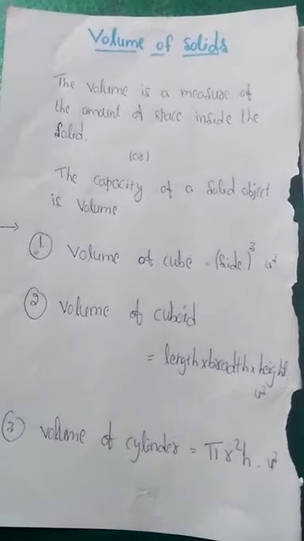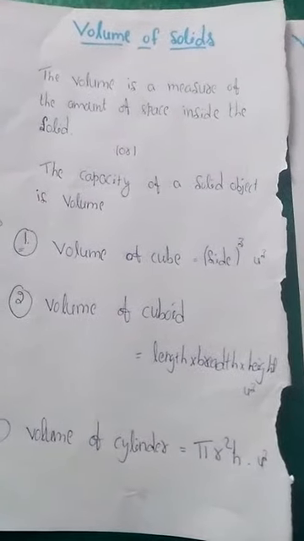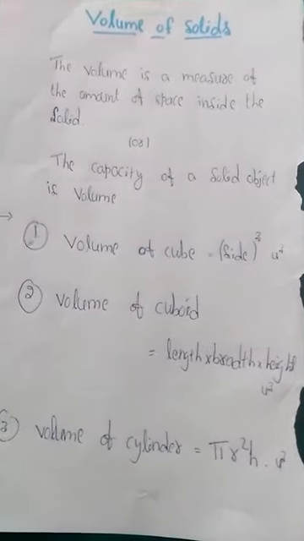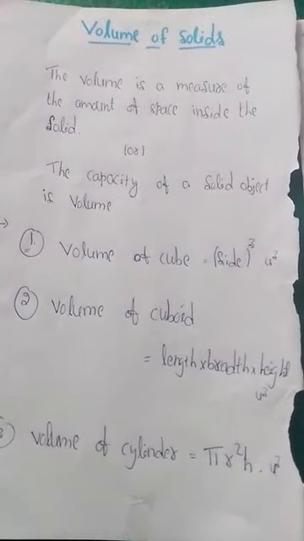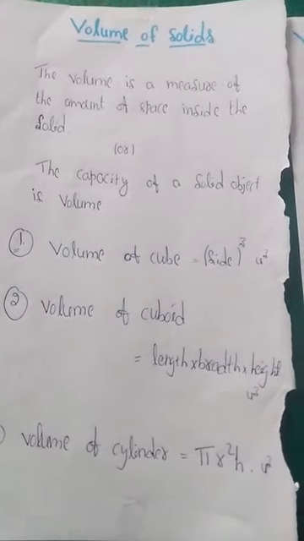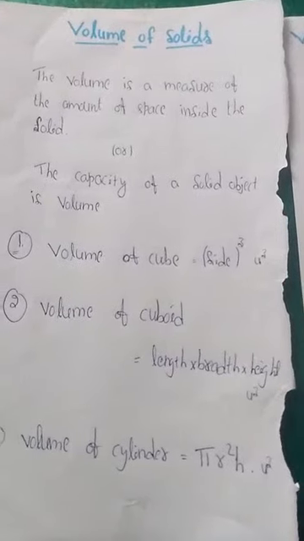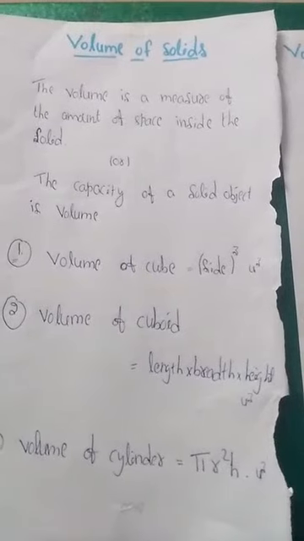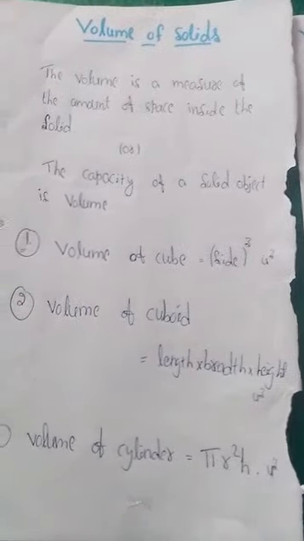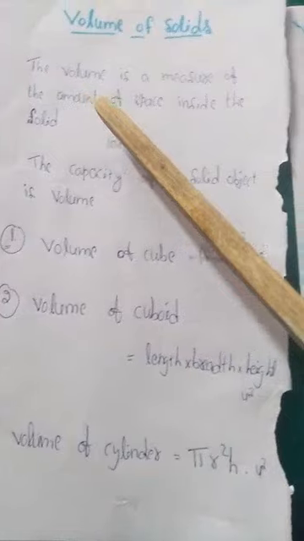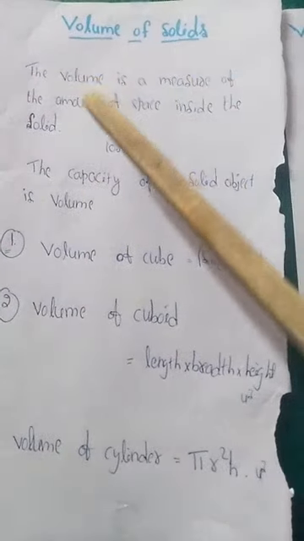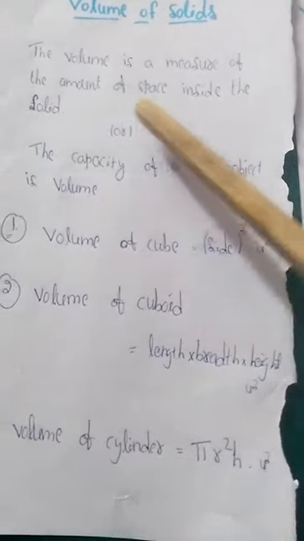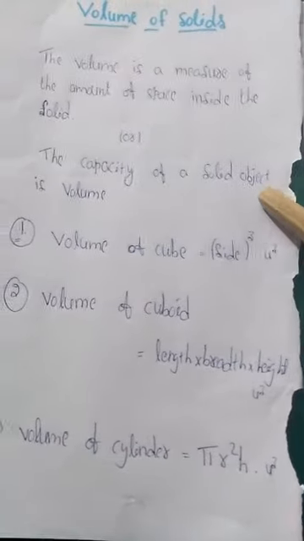Yes, as I told, today our topic is volume of solids. So, the definition of the volume of solids once. The volume is a measure of the amount of space inside the solid. Or we can say the capacity of a solid object is volume. Once again, see the definition. The volume is a measure of the amount of space inside the solid, or the capacity of that solid is nothing but volume.